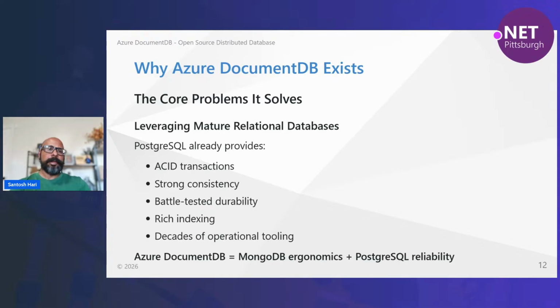The other thing it solves is, it leverages a mature relational database in the backend. Postgres, like I mentioned already, provides ACID transactions, strong consistency, good operational tooling, scalability, and so on. So basically, DocumentDB is taking MongoDB's cool features for the front end and Postgres' reliability in the back end.